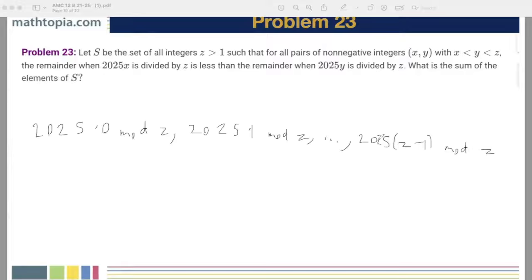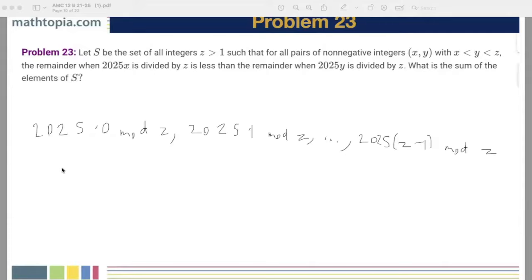As we just saw, if we pick any pair of different remainders in the sequence, we always need the left one to be less than the right one. The only way that's always going to happen is if this sequence is strictly increasing.